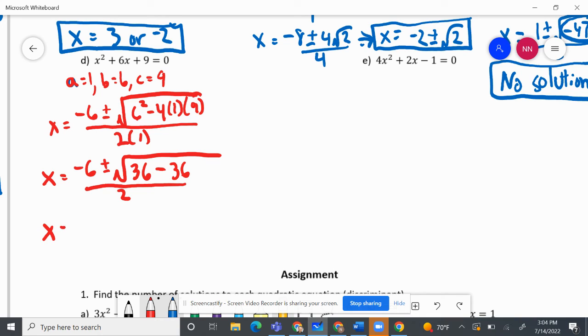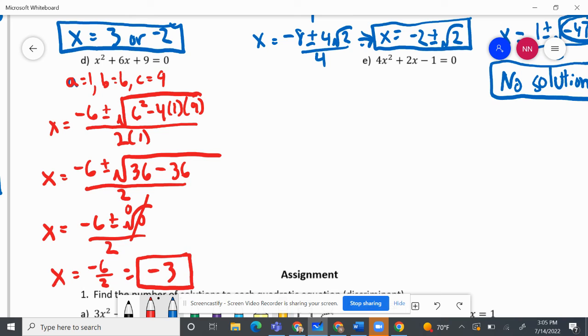And we know that 36 minus 36 is 0. The square root of 0 is 0. So what we're left with is x is equal to negative 6 over 2. And then that, of course, is negative 3. So as we talked about earlier, when our discriminant is 0, we're only having one solution.